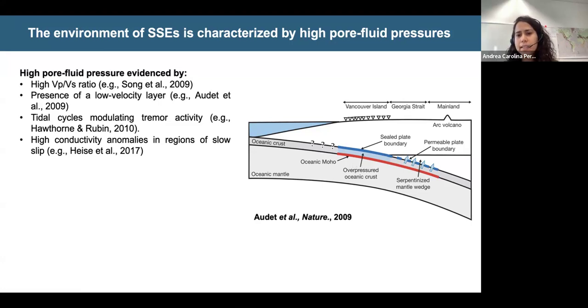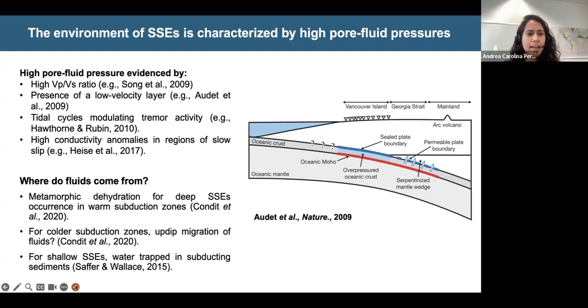But we will see later that this boundary is not as sealed as it was once thought. In any case, pore fluid pressures are really high in many regions. So where do the fluids come from?